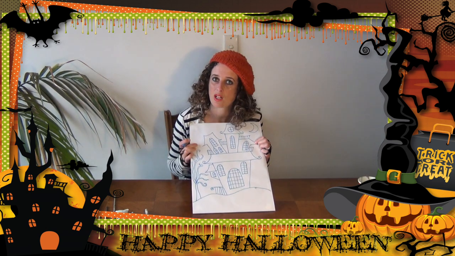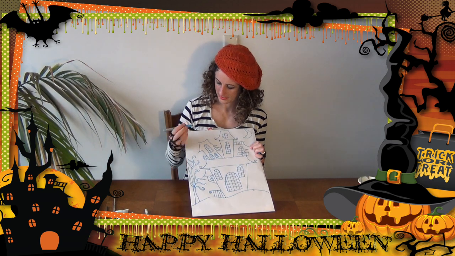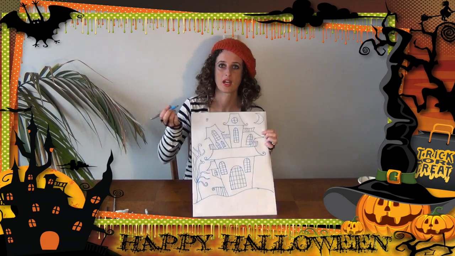And I'm going to add a few little bats into the sky as well. So to draw a bat, we're going to start off, just put the head on with two little triangles on the top.